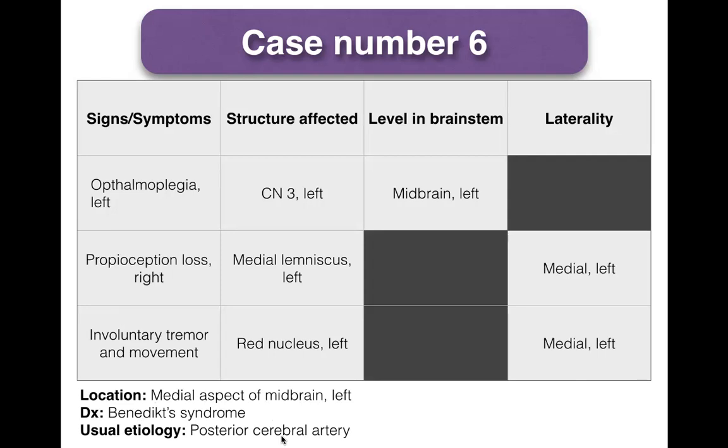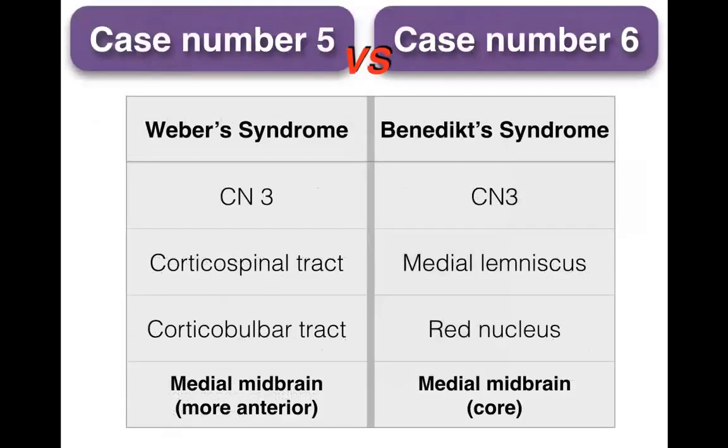So I'm sure you're asking, what is the difference between the Weber syndrome and Benedict syndrome if they both affect the medial aspect of the midbrain? Okay, let's compare them briefly. Both of them affect cranial nerve number 3. That's their common feature. Now, Weber syndrome, aside from affecting cranial nerve number 3, would also involve the corticospinal tract, kaya nagkakaroon ng paralysis of the contralateral side of the body, and it can extend all the way up to the corticobulbar tract, kaya the face might be affected.